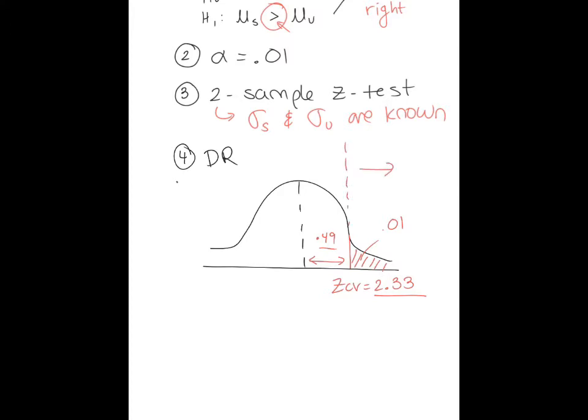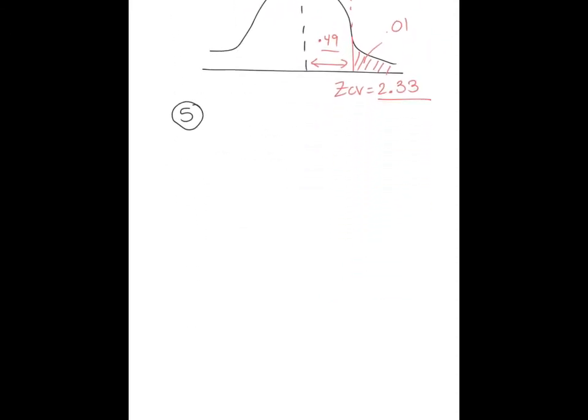So let's set up our rejection region. If we get a z value greater than 2.33, we reject the null and basically accept that the standard method takes longer than the UScan method. If we get a z statistic less than 2.33, we fail to reject the null. Okay, so let's go on to step 5.